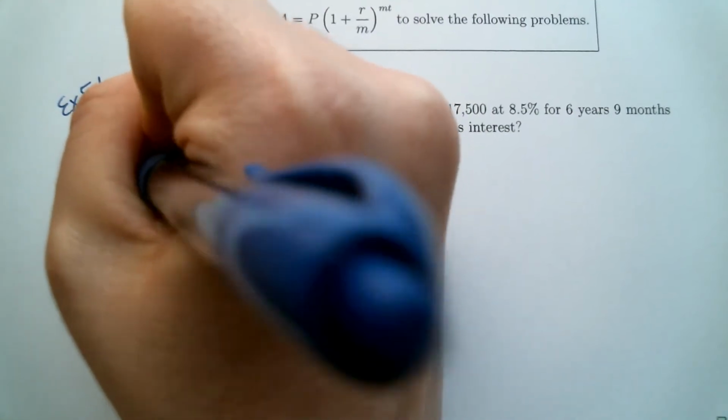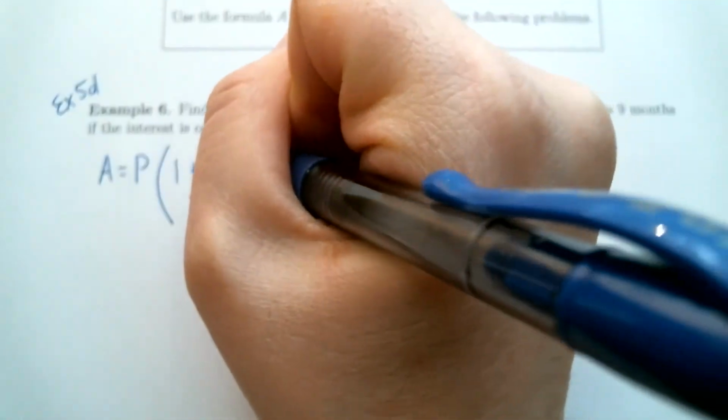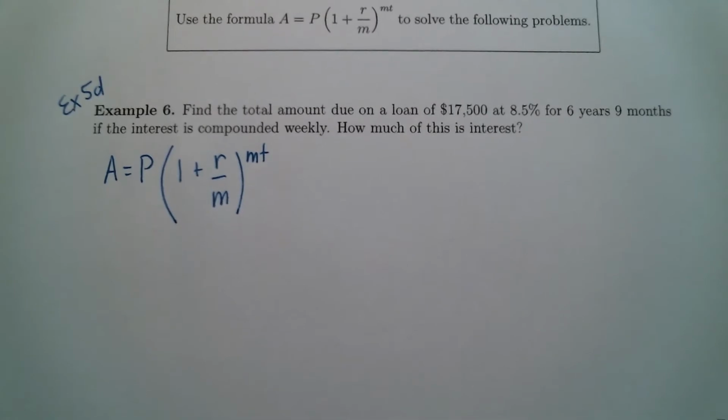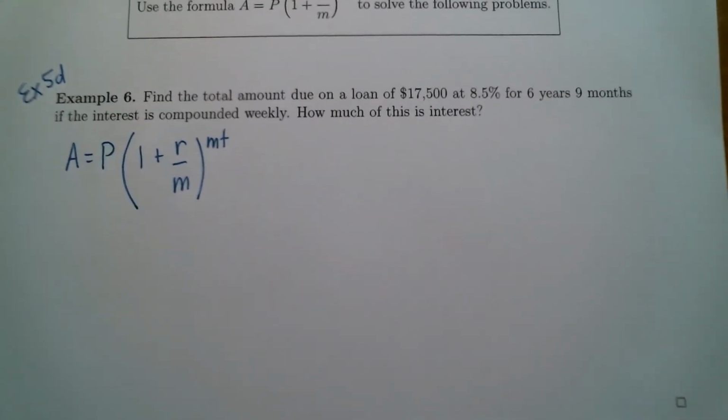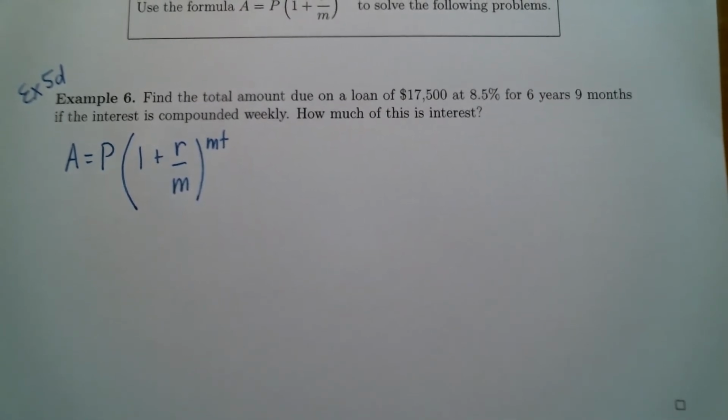First thing I'm going to do is write down the formula. This is a compound interest formula, so I need to use the formula A equals P times (1 plus r over m) raised to the m times t power. I'm going to go out to the side and list out what the values of the variables are, and also what we're looking for. Let's do the first part of the problem, where we are trying to figure out the total amount due.